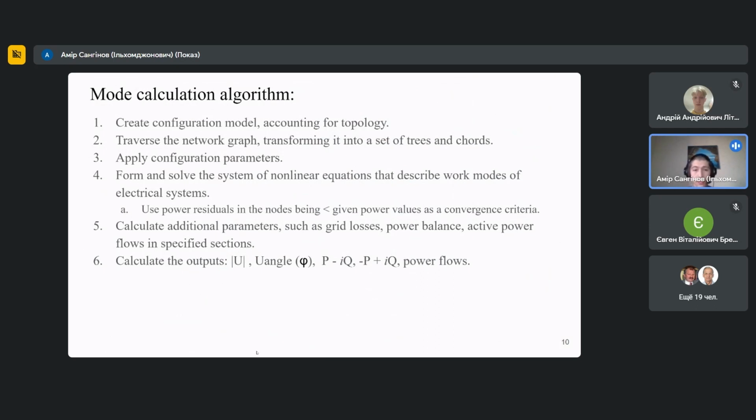After that, we form the system of nonlinear equations that describe work modes of electrical systems using the mesh current method. We then solve the formed system of nonlinear equations using an iterative method, using power residuals in the nodes being lower than given power values as a convergence criterion. Next, we calculate the additional parameters, such as grid losses, active power flows in the specified sections, and power balance. And finally, we calculate the outputs: voltage magnitudes and voltage angles in the nodes, active power flows at the beginning of the branches, and active and reactive sums of load and generation.